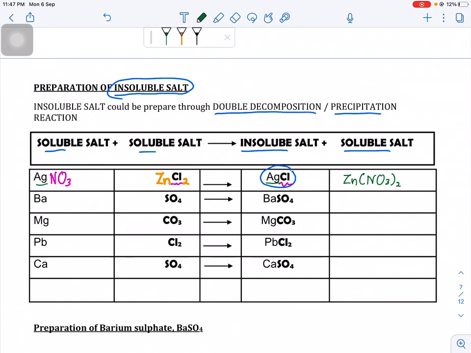Okay, so what we need to check is whether it is correct. Soluble, soluble, insoluble, and soluble. Silver nitrate is a soluble salt, zinc chloride is also a soluble salt, silver chloride is an insoluble salt, and the last one, zinc nitrate, is a soluble salt. What happens if we don't recognize them? For sure you cannot get the correct answer.